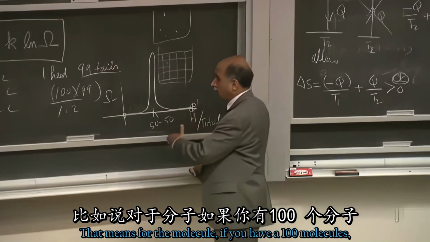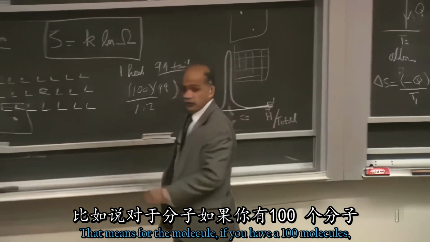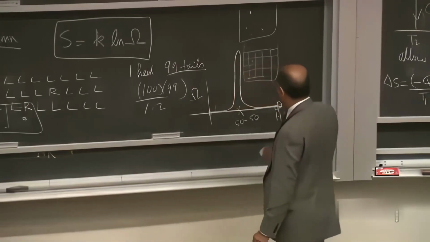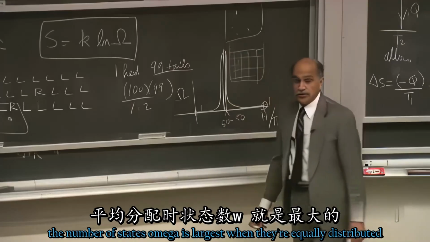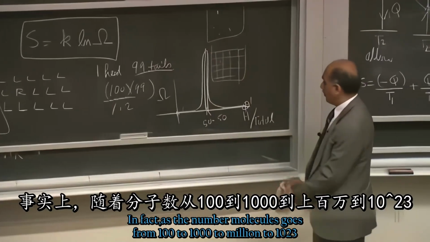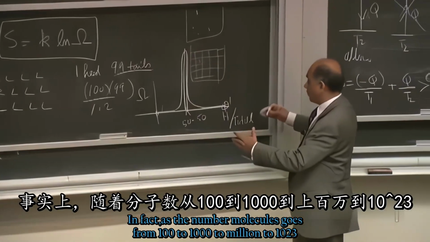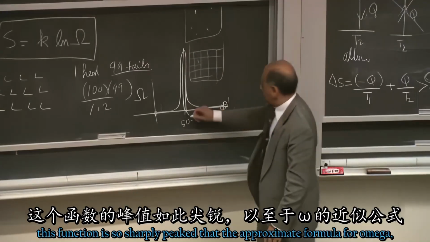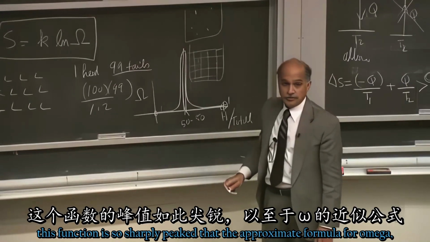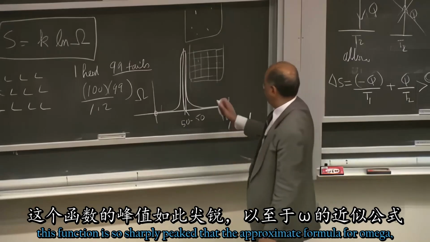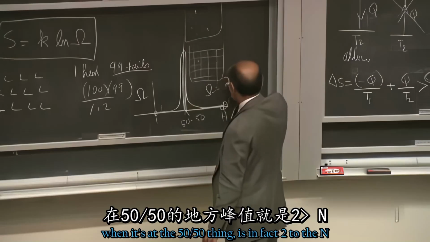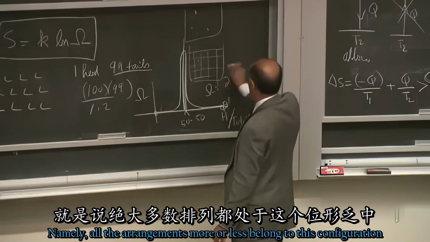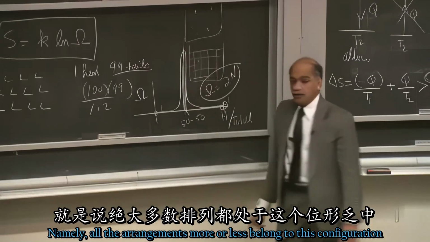That means for the molecules, if you have 100 molecules, the number of states omega is largest when they're equally distributed. In fact, as the number of molecules goes from 100 to 1,000 to a million to 10 to the 23, this function is so sharply peaked that the approximate formula for omega, at the 50-50 point, is in fact 2 to the n. Namely, all the arrangements more or less belong to this configuration.